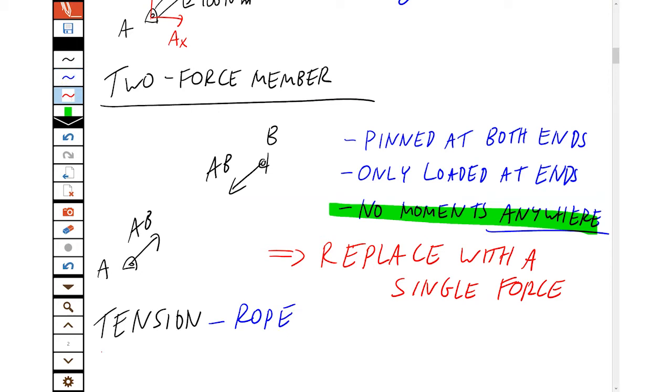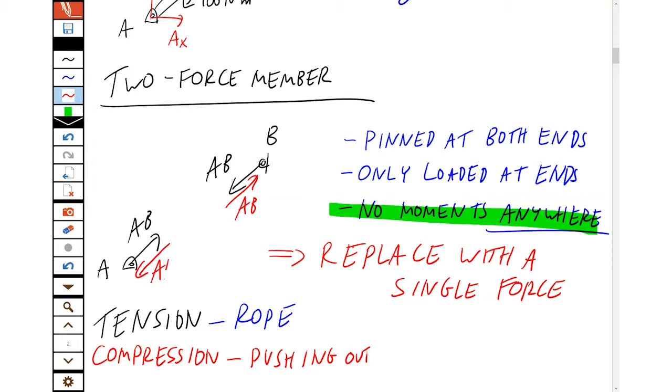Or it could be in compression. The beam is being squeezed, and then it's pushing out at each side. So again, you just have the single unknown AB pushing out on each edge. But either way, you still only have one unknown. And that is way better than the 4 unknowns we saw earlier.